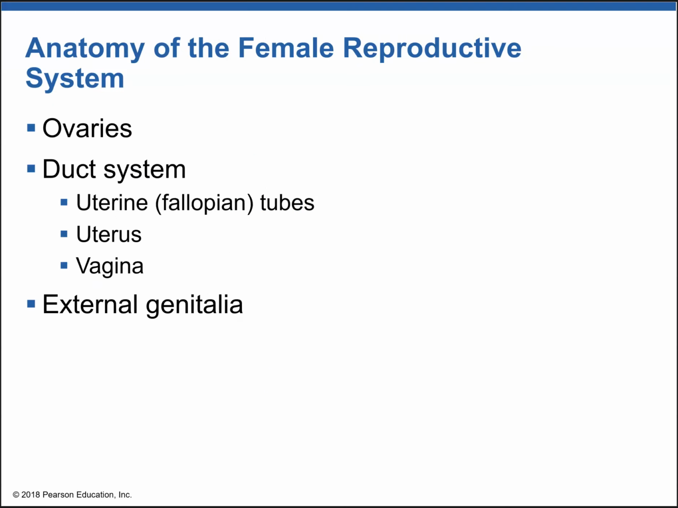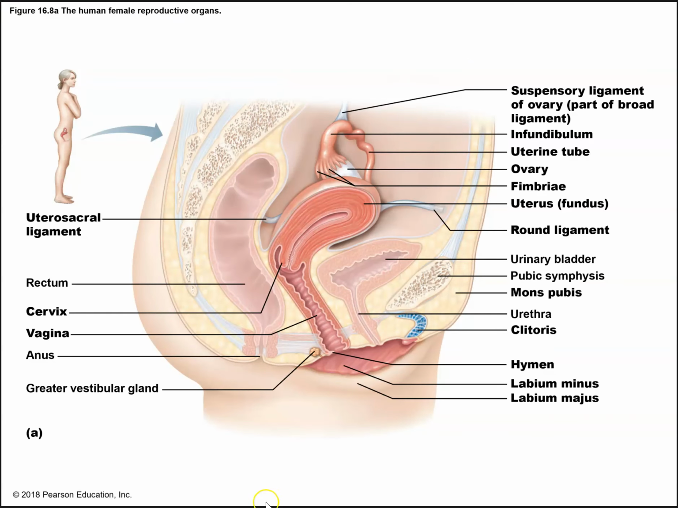So, moving on to the anatomy of the female reproductive system. The female reproductive system basically consists of the ovaries, the duct system, and the external genitalia. Now, if you look at this, this is a midsection of the female reproductive system.